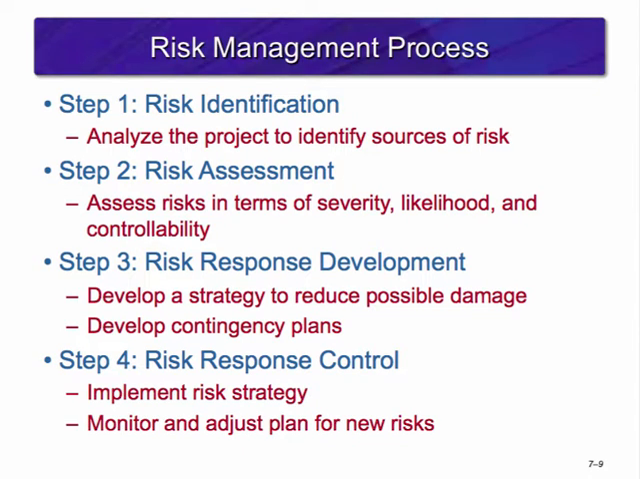The risk management process helps us as project managers in planning for and dealing with risks that may arise. The first step is to identify the risk. You'll need to analyze your project and identify sources of risk. Step 2 is to assess the risk. When doing this, you want to look at the severity of the impact, the likelihood of it occurring, and its controllability.